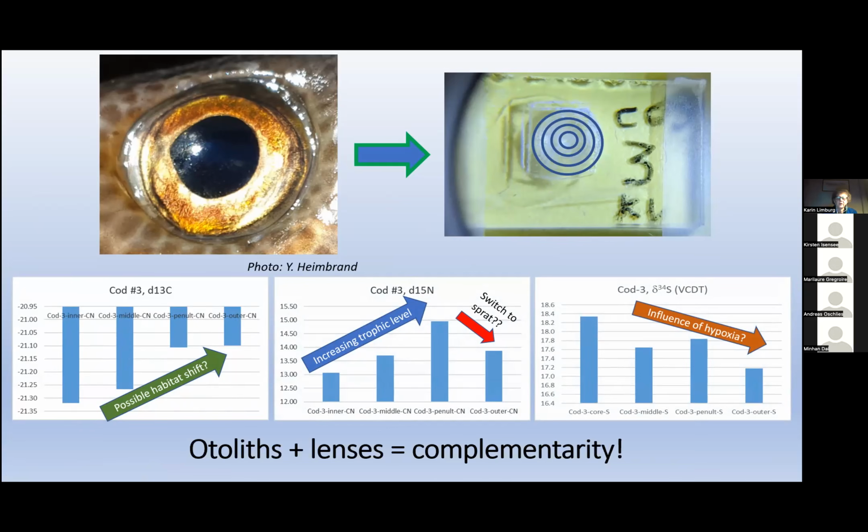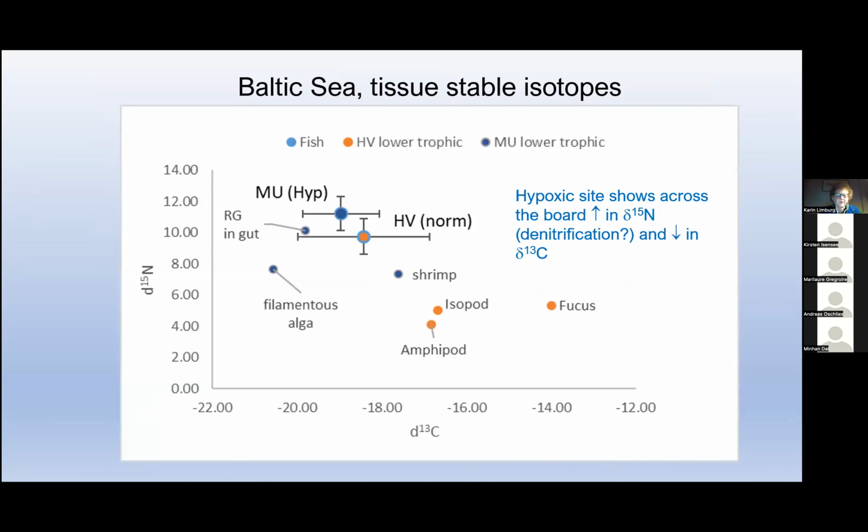But this means that we can combine that with our otolith indices of hypoxia exposure, and this gives us a better picture. At the risk of this being a little too detailed, this is showing some data I recently received, again a carbon and nitrogen isotope map. What I wanted to point out is that the orange points are from a normoxic site that we're studying in the Baltic Sea, and the blue dots are from a hypoxic site.